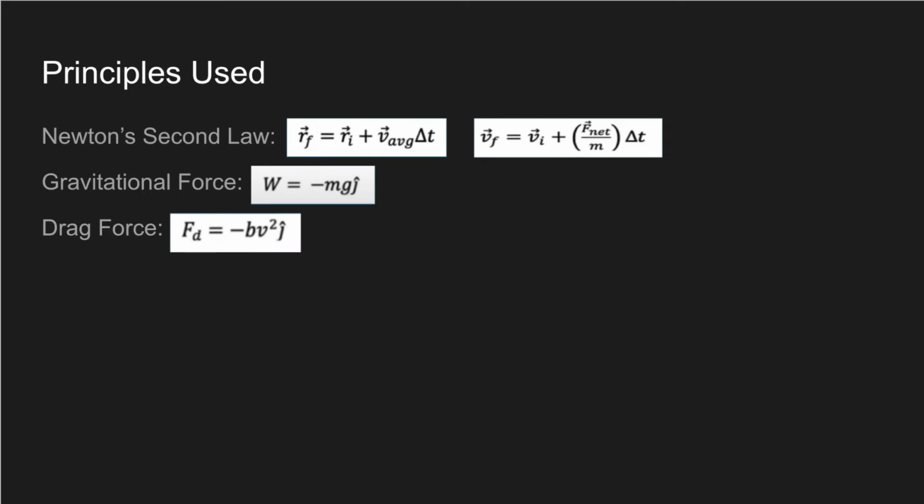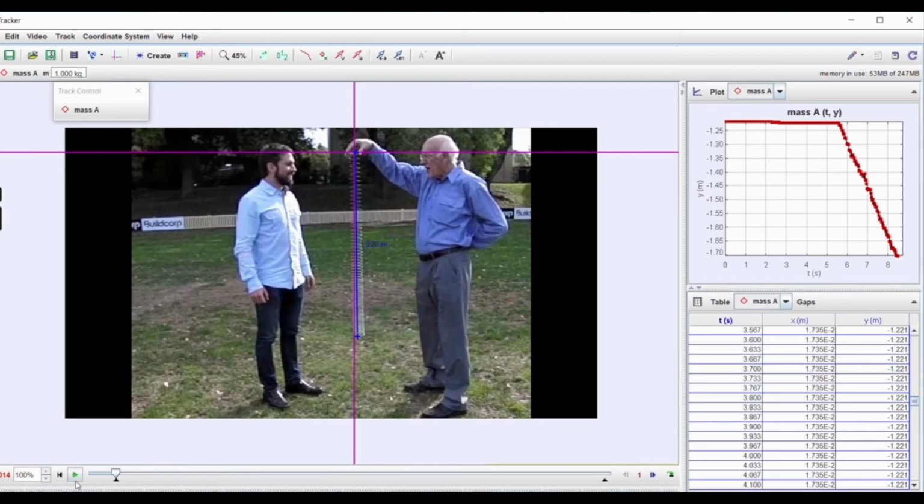The principles that I used in my computational model are Newton's second law, which I used to update my position and velocity. I also used gravitational force, where weight is equal to negative mg times j, which is the direction of gravity, and drag force, which is equal to negative bv squared times j, where b is the proportionality constant and j is the direction of the drag.